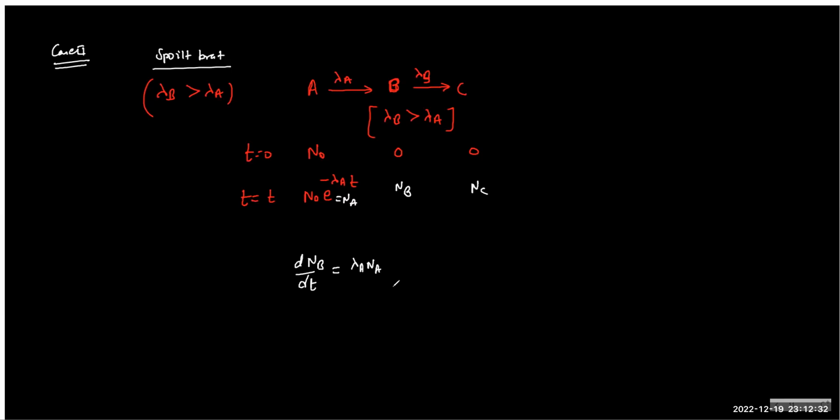But B is not very calm. B is also going to decay. So if the count of B is NB, it will decay at the rate lambda B NB, yes or no? So this is your actual equation. This is an important equation for you. So for B, this is the differential equation we need to solve.